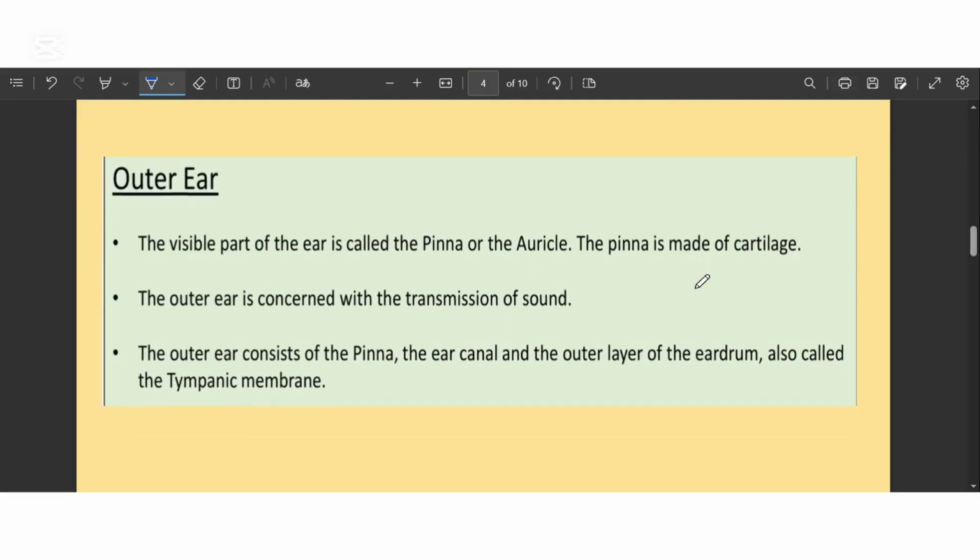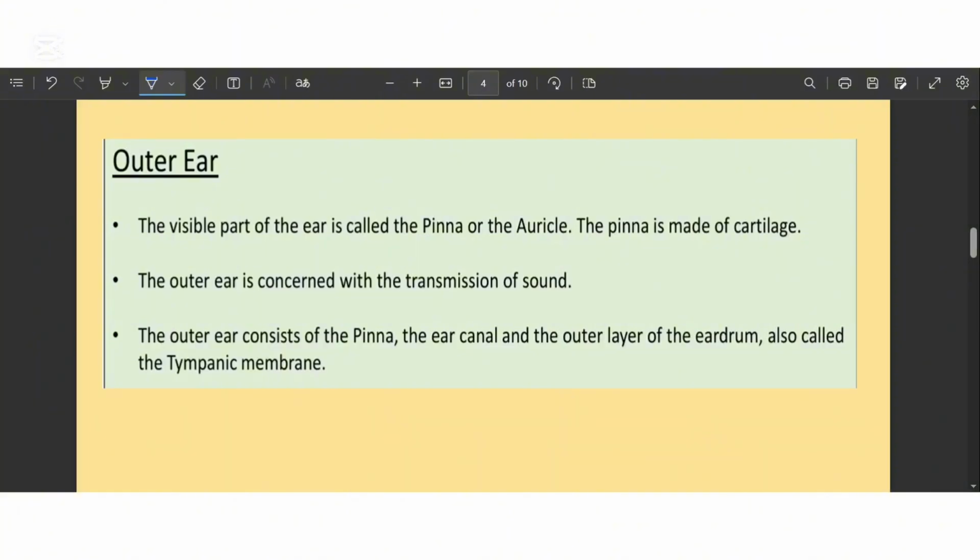Here we have some information on the outer ear. The outer ear has a visible part called the pinna, and the outer ear is concerned with the transmission of the sound, and it consists of the pinna, the ear canal, and the eardrum, which is also known as the tympanic membrane.